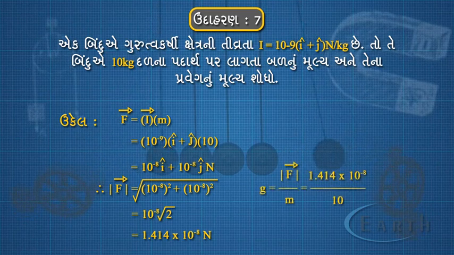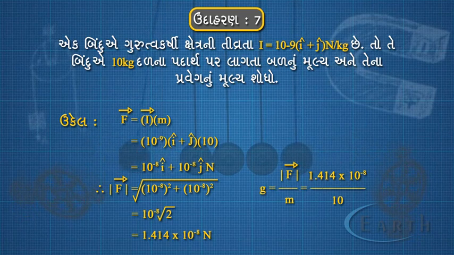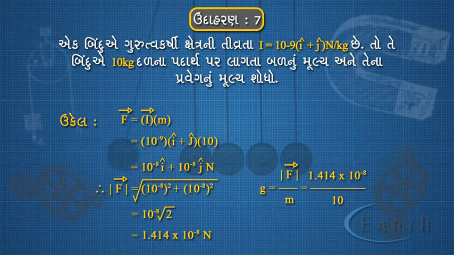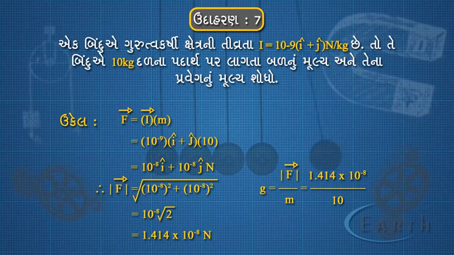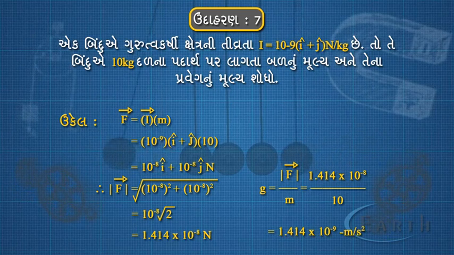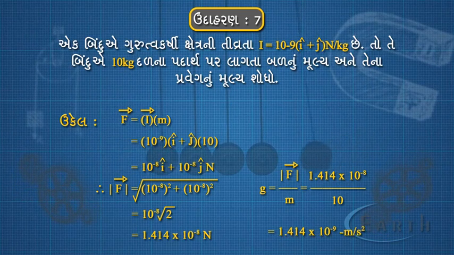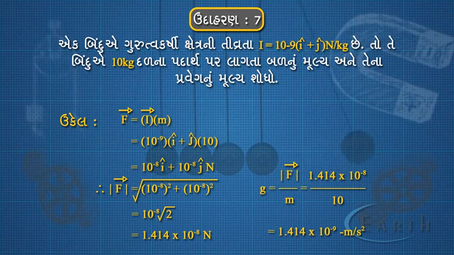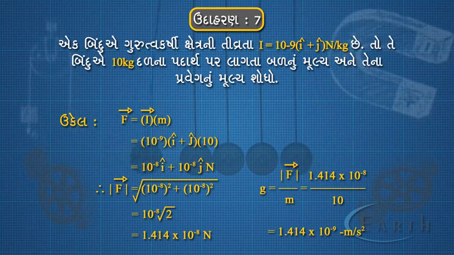G = માનાંક સદિશ F / M = 1.414 × 10^-8 / 10 = 1.414 × 10^-9 meter per second square.